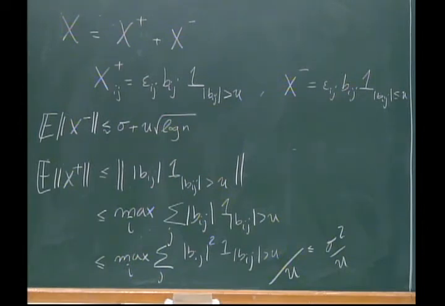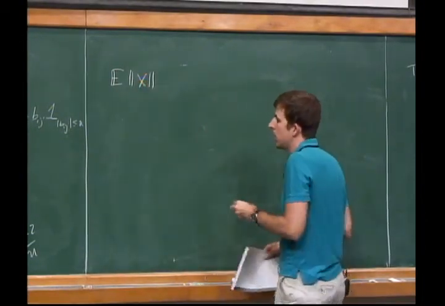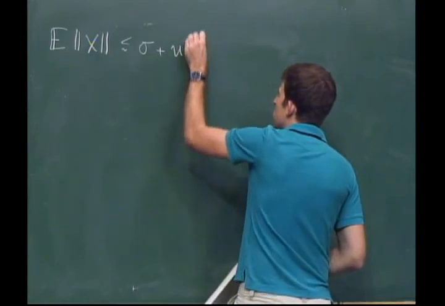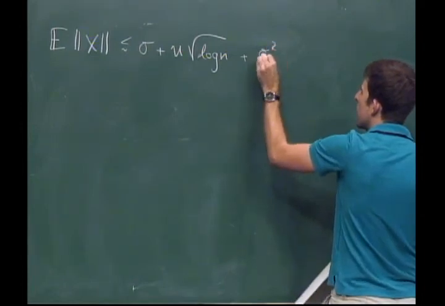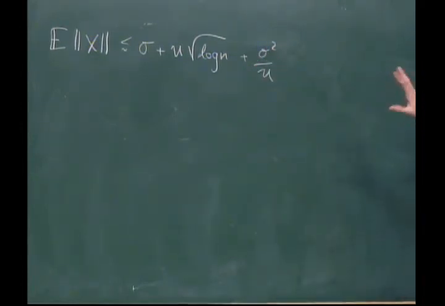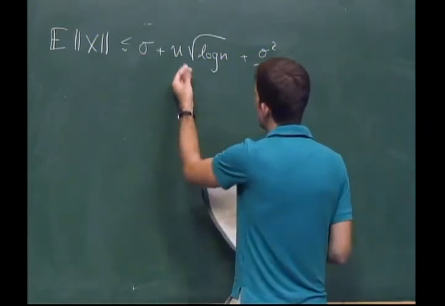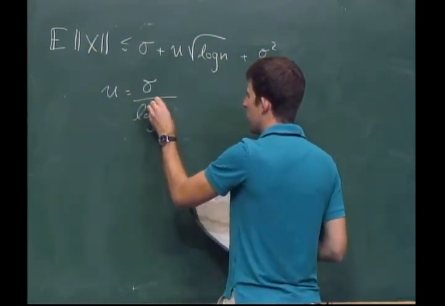Okay, so this means that the spectral norm of x is smaller or equal than the sum of the two, so sigma plus u square root log n. And it's clear to see why this is the case. You just split the matrix in two and use the inequalities, and now you just pick u in the smart way. So you pick u, right? You just optimize for u, and the best thing you can do is log to the 1/4 n.